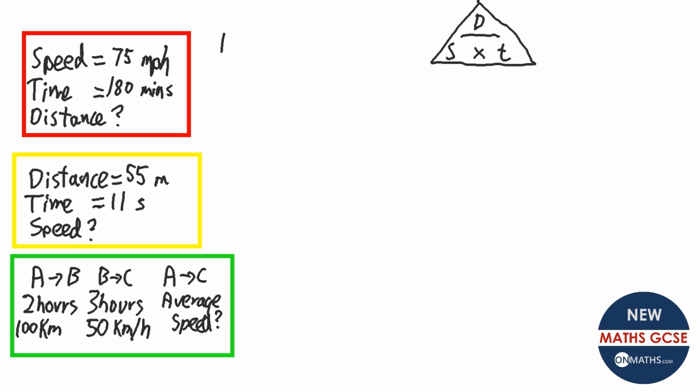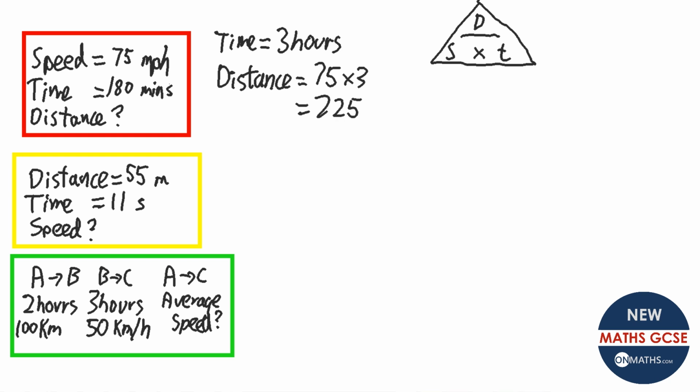Okay, so for this first one we need to convert the time first. So 180 minutes, well that's 3 lots of 60, so that's going to be 3 hours. And then distance is just going to be 75 times 3, so 75 miles per hour times the 3 hours. Now times 75 by 2, you get 150, and then add another lot of 75, you get 225. So that's 225 miles.